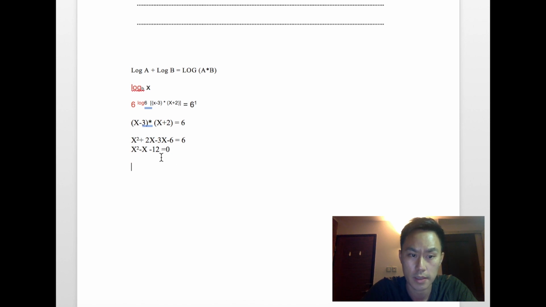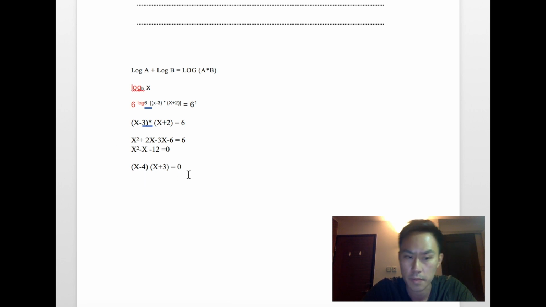You think of the factors of 12, which is 4 times 3. Obviously you have to use negative 4 and positive 3 in order to get negative x. This is just the cross method, which is too simple, so I won't explain it in detail. It will be just (x minus 4) times (x plus 3) equals 0. So what is the answer for that, obviously?